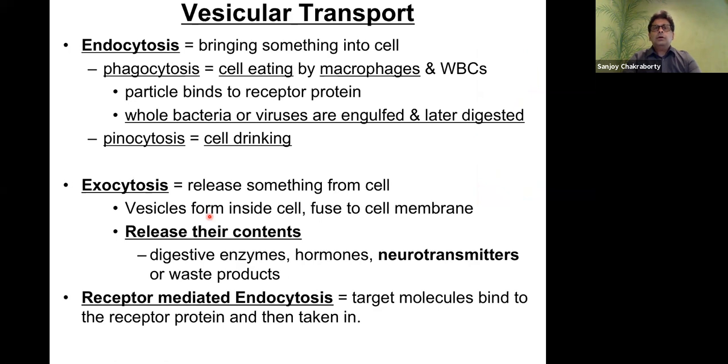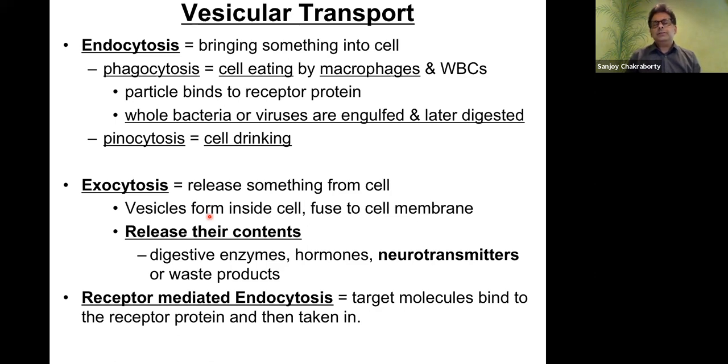Then the second type of active transport is called vesicular transport. Vesicular, meaning they create a vesicle, the container. Okay, so in vesicular transport, there are three varieties. I'm first going to explain the first two, endocytosis and exocytosis. The third one is receptor-mediated endocytosis. Some books will put them in the endocytosis area, some books put them a little bit separate. Okay, so let's learn the three of them.